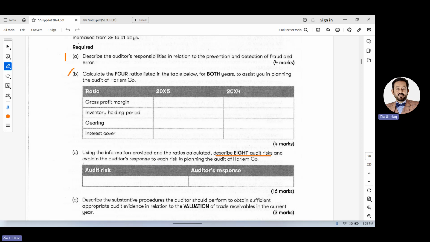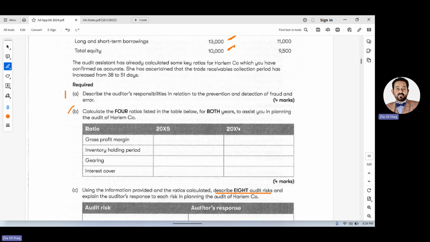Remaining risks we can identify through scenario information. From ratios, the examiner could ask to identify risk. GP margin increased or decreased as compared to the previous year? Increased. So chances are that either sales could be overstated or cost of sales understated.